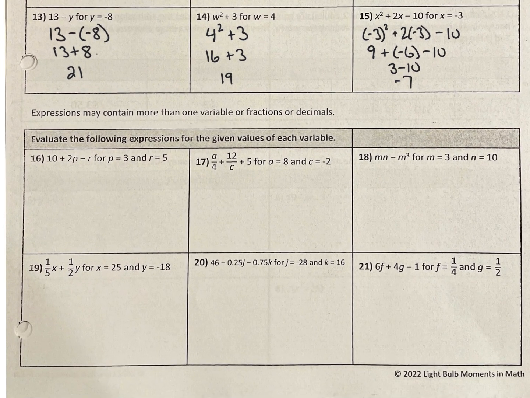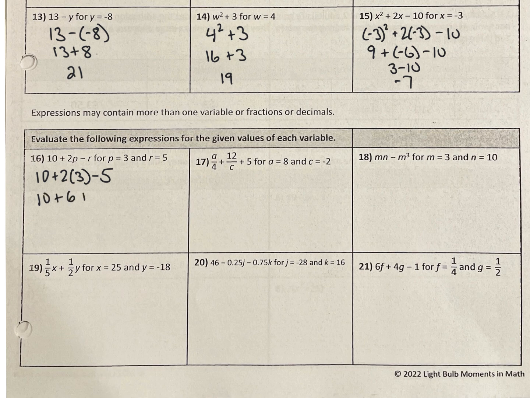All right. Now, I'm not going to go through all these examples on the bottom, but I will show you the answer so you can definitely check your work. The big thing on this bottom part is just being aware that sometimes we can have more than one variable, but it works the same way, and we're just going to make sure that we substitute in the appropriate value for the appropriate variable. So for example, we have 10 plus 2p minus r, so this becomes 10 plus 2 times our p value, which is 3, minus our r value, which is 5.